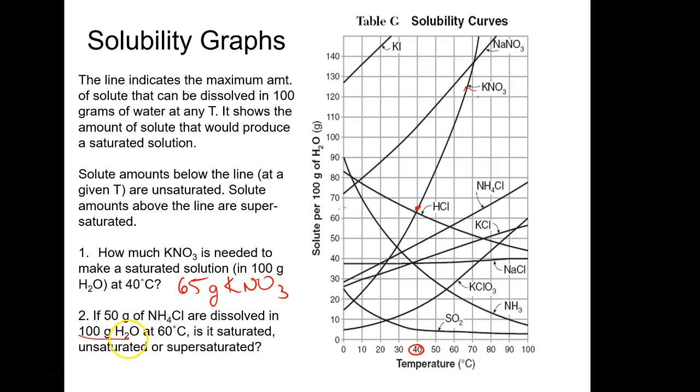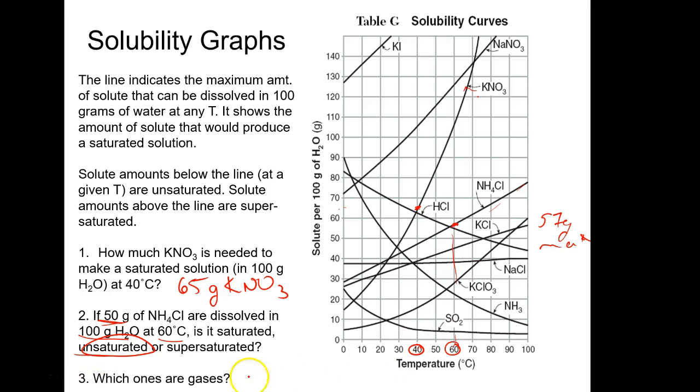Again, 100 grams of water, just to be technically correct, at 60 degrees. So I'm looking at 60 degrees. I'm going to find NH4Cl. Looks to me like right there, that's the line for it. At 60 degrees, it looks like I can dissolve maybe 57 grams. It says it's got 50 grams dissolved. Well, it looks like this is the maximum, so 57 is the maximum amount you can dissolve. It's only done 50, therefore I would call that unsaturated.